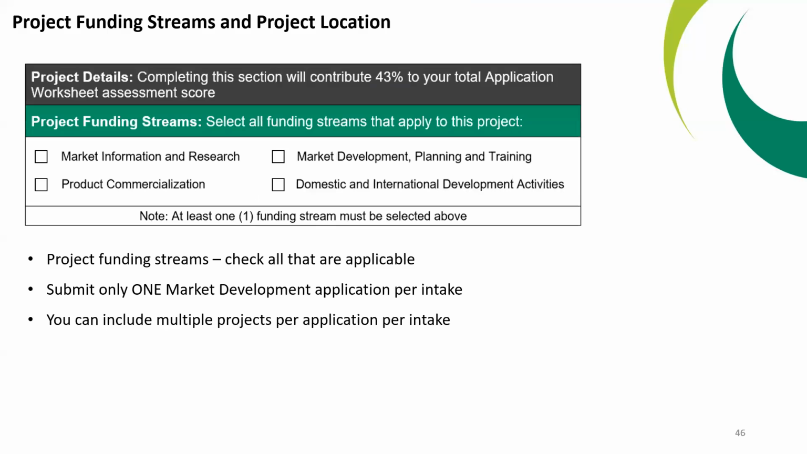Okay, that's that section. Now we're into the project details. So this one is a big one. It will contribute up to 43% of your total application worksheet assessment score. And the first question is an easy one. So what streams is your project going to fit into? So you can click as many of these as your project applies to.